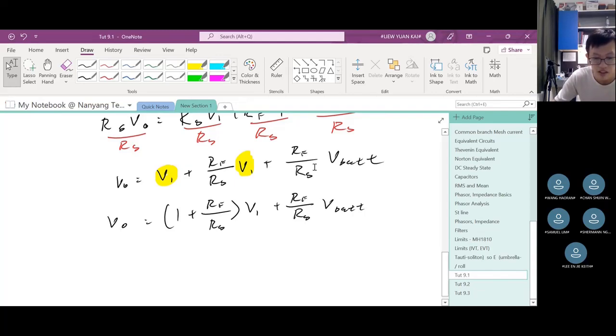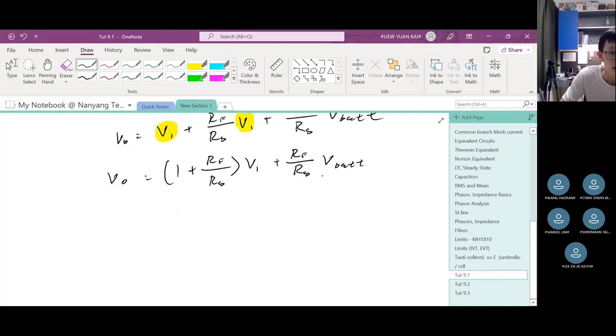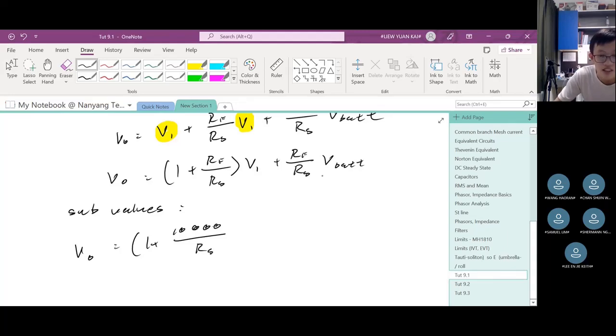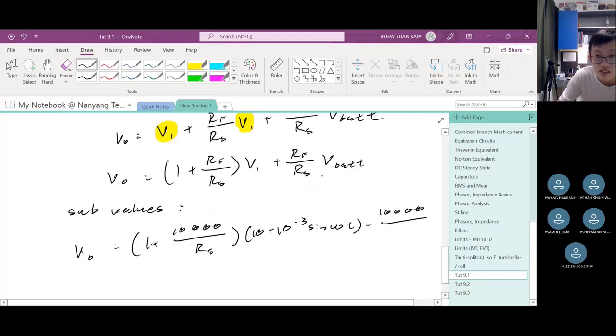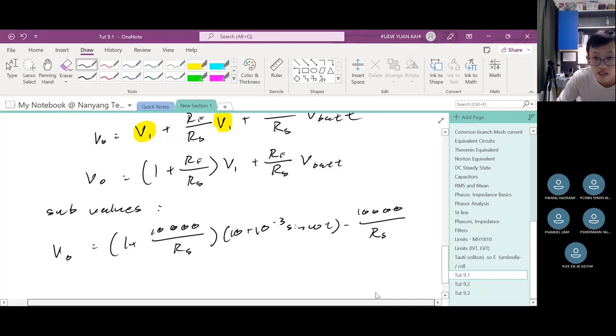So what do we do here? Now what we should do is sub in values. So RF is equal to 10K, 10 kilo ohms, so I will put 10,000 like that, and RS. Then V1 is given by the sinusoidal expression, so refer to your question: sine omega t minus 10,000 over RS, don't have enough space, times 20.